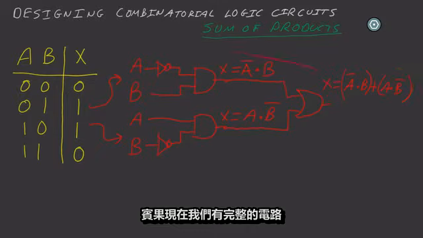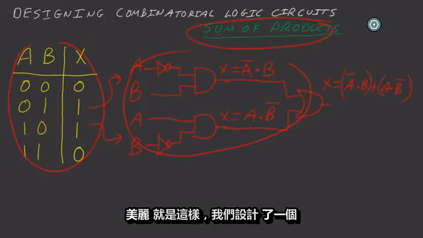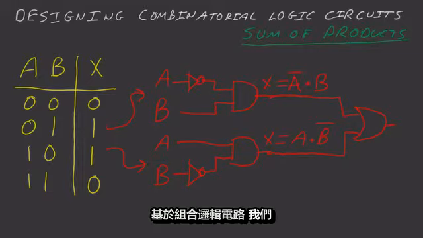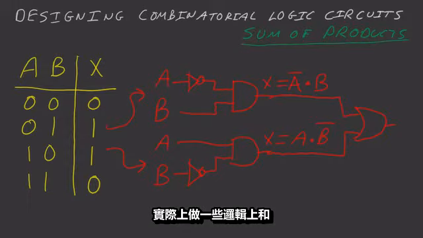Now we have the complete circuit which represents this complete truth table here in the sum of products form. Beautiful. That's it. We've designed a combinatorial logic circuit based on our desired truth table, because in system design you're going to have a bunch of inputs, and then you want to actually do some logic on that and produce a particular output. And this is how you do it.